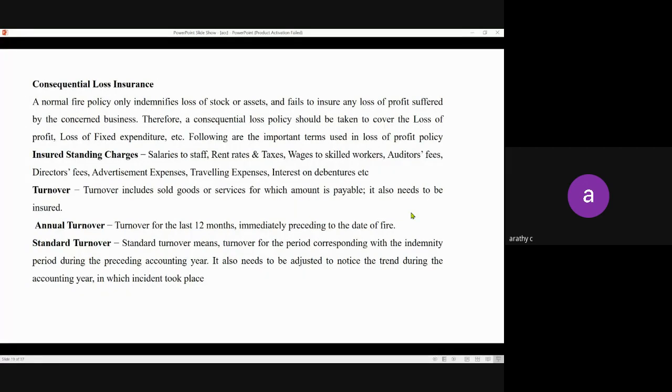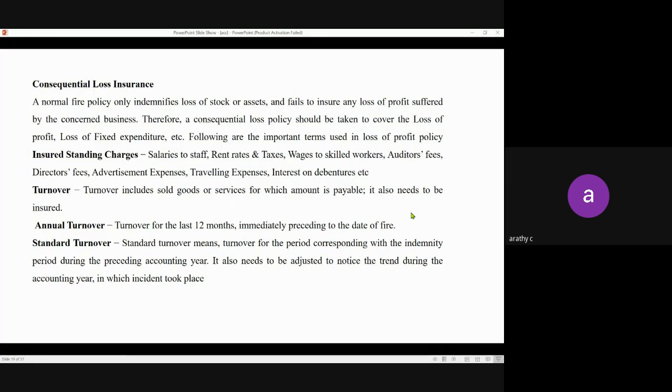Next is turnover. Turnover means what? It includes goods sold or services for which amount is payable. It also needs to be insured. And the next is annual turnover. It is the period of the last 12 months immediately preceding the date of fire. It is the last 12 months before the date of fire, immediately preceding. That means before the date of fire, that 12 months is called annual turnover.